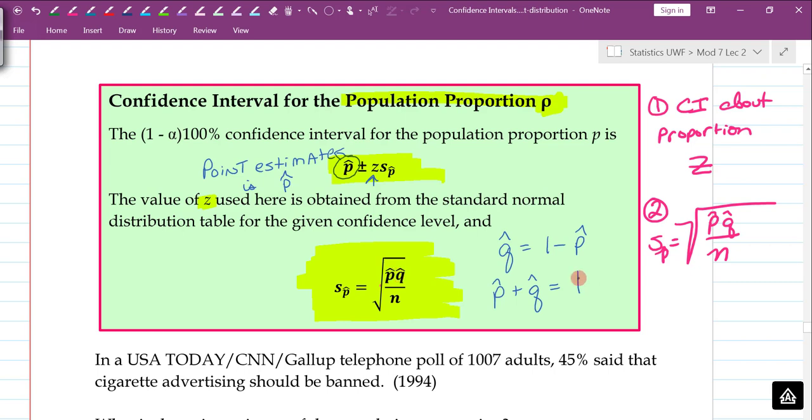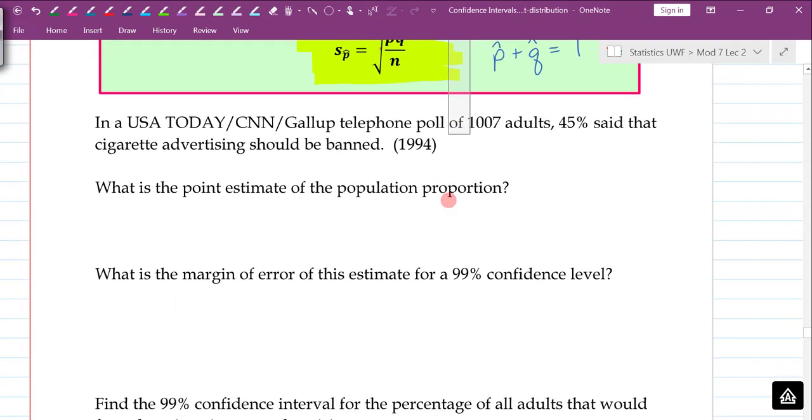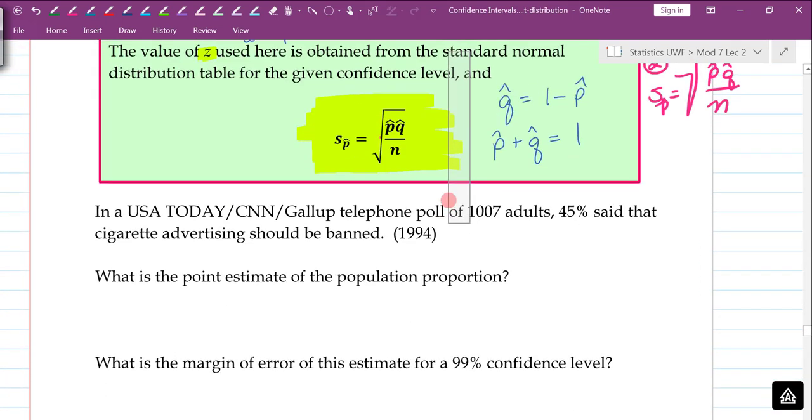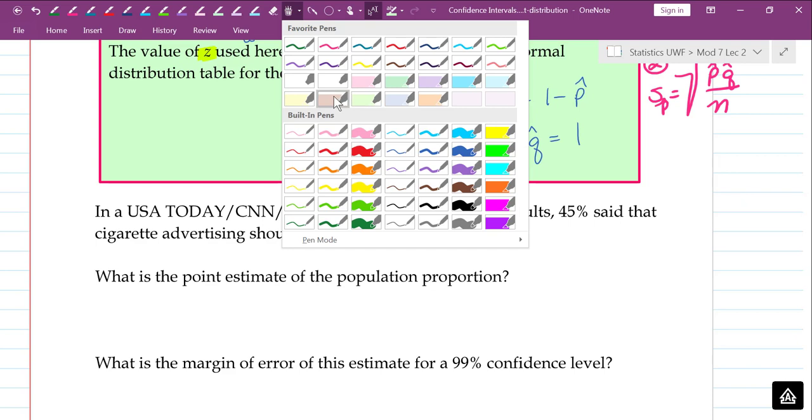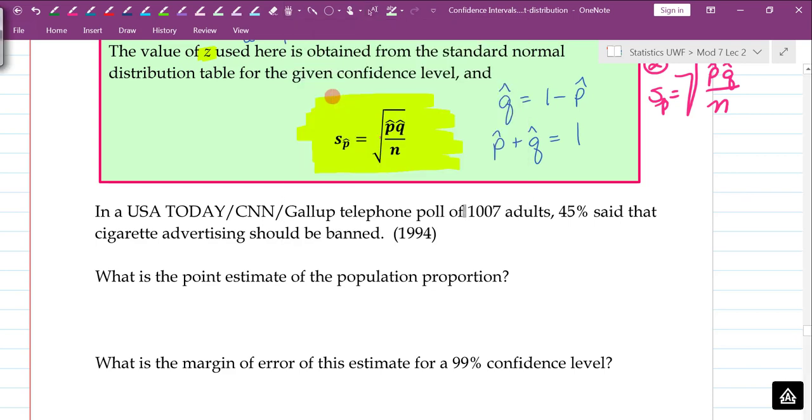So let's talk about population proportion and do an example on this. In a USA Today, CNN, Gallup telephone poll of 1,007 adults, 45% of them said that cigarette advertising should be banned. This was in 1994.